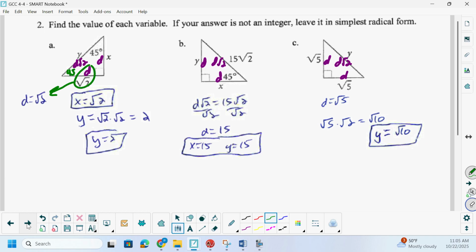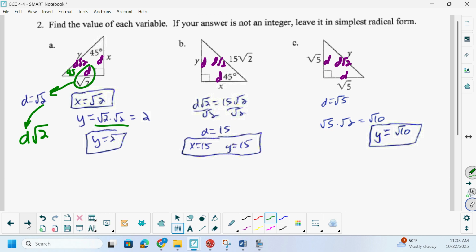And for y, we have d times square root of 2. So if you have d times square root of 2, fill that square root of 2 in for d, and now we have square root of 2 times square root of 2. Well, we know any square root times itself is just the number underneath, so y is just 2.